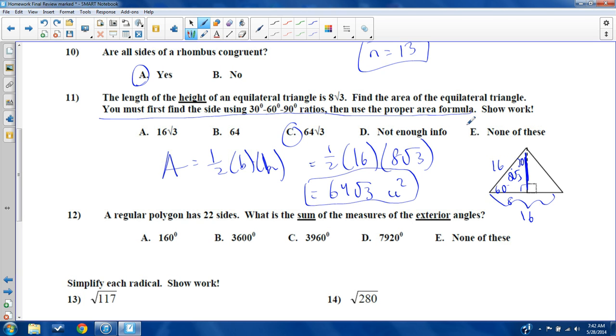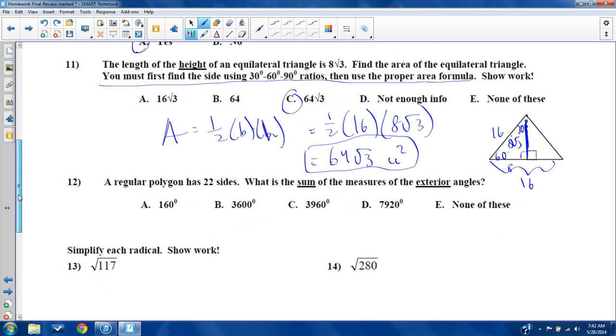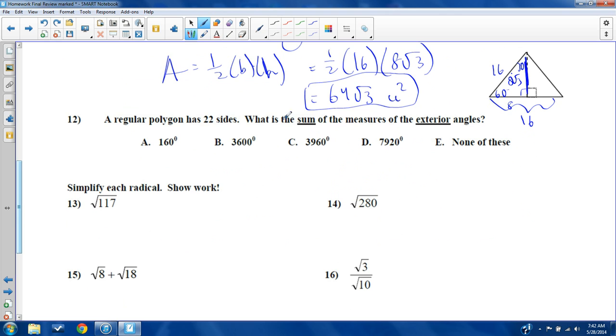So far we haven't run into not enough info or none of these problems. A regular polygon has 22 sides. What is the sum of the measures of the exterior angles?